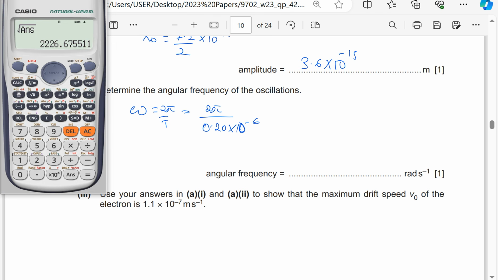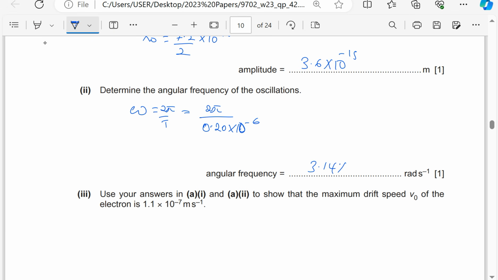So I'll check with my calculator. 2 pi divided by open bracket 0.2 exponent minus 6. So this is 3.14 times 10 to the power of 1, 2, 3, 4, 5, 6, 7. So 3.14 times 10 to the power of 7.